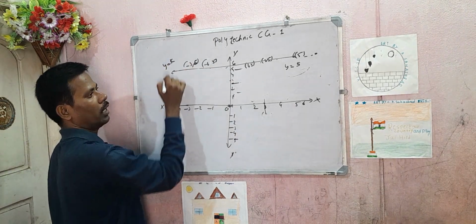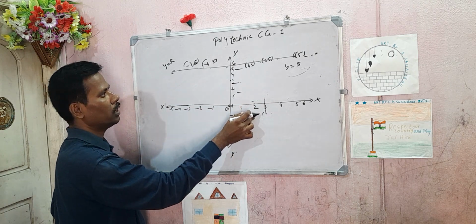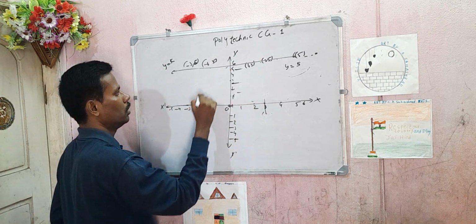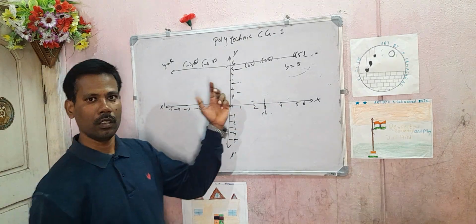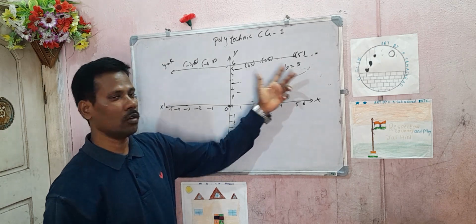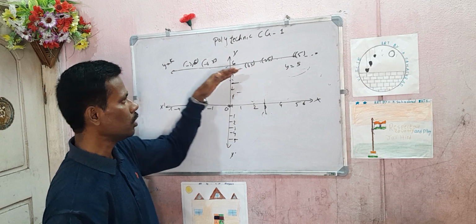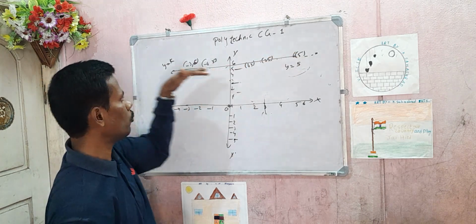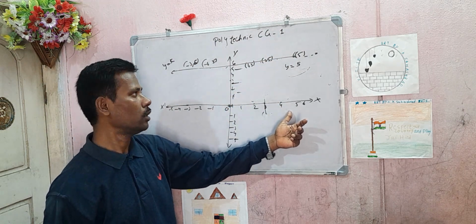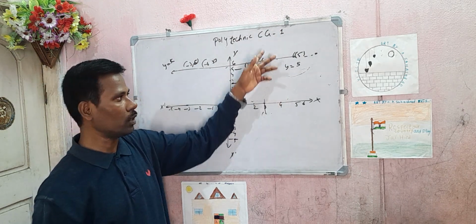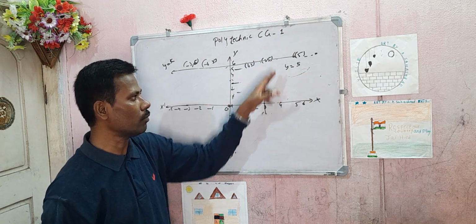Y is equal to k. See here, y is equal to k is a straight line parallel to x axis and it is at a distance of 5 units from x axis. Just listen carefully. Y is equal to 5. I am marking always y coordinate is 5, x coordinate is differing. So if I go on marking on the graph sheet, I will get a straight line which is parallel to x axis, and the distance between this line and the axis is 5 units from x axis.